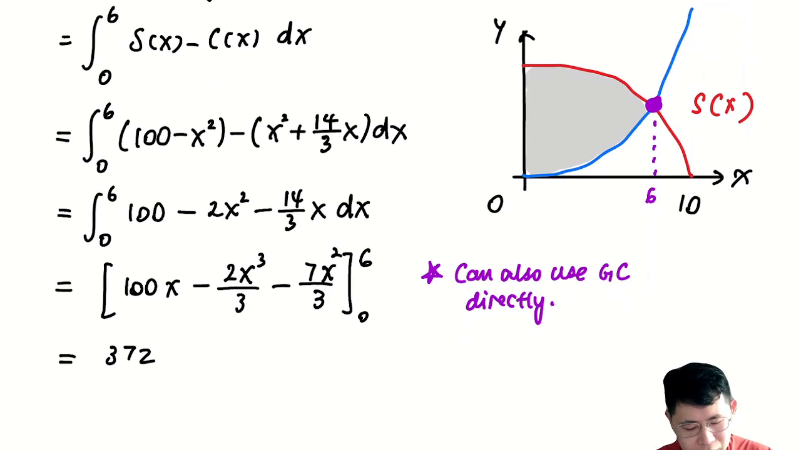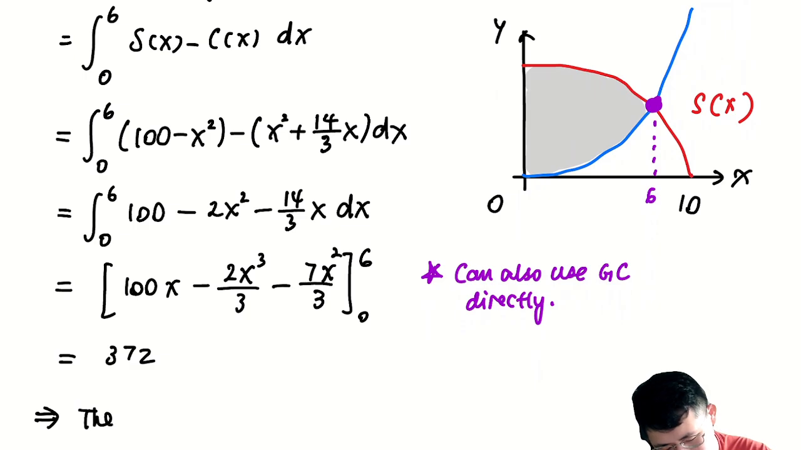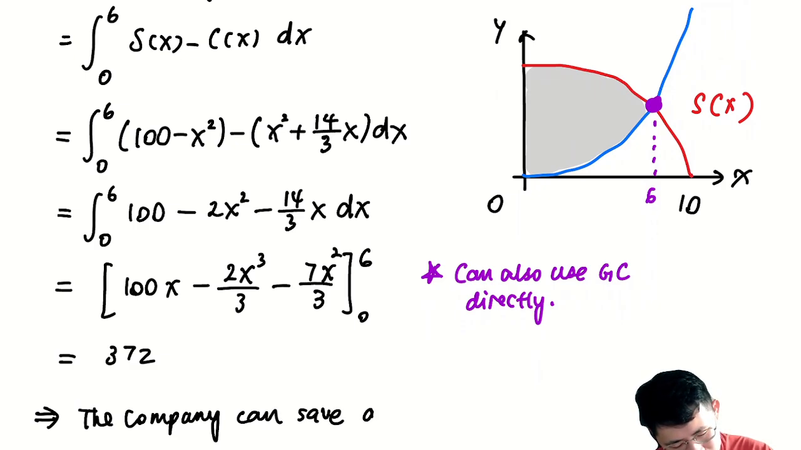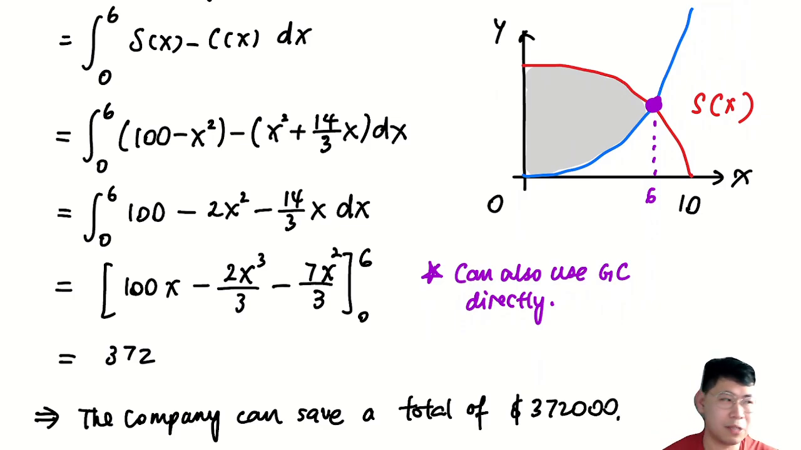So the conclusion that we'll get is 372, but if you look back at the question again, the question says that all these rates are in thousands of dollars. So the conclusion over here would be the company can save a total of 372,000 over the 6-year period. So this is how we would do part B.